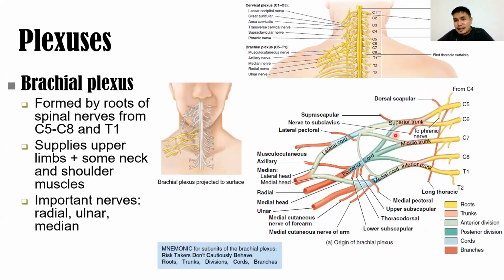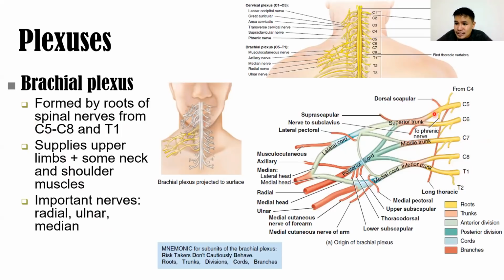Okay, so next would be your brachial plexus. Cervical plexus would be here. Brachial plexus would be here, formed by the roots of spinal nerves from C5 to C8 and T1. C5, C6, C7, C8, and your T1. Supplies upper limbs, some neck and shoulder muscles here. And then important nerves, radial, ulnar, and median nerve. So your brachial plexus has different compositions.